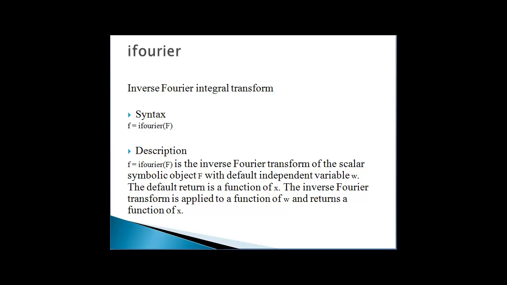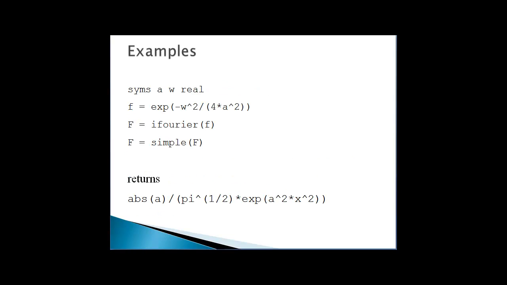Now coming towards the inverse Fourier integral transform. The syntax for it is ifourier of f. The inverse Fourier transform is applied to a function of w and returns a function of x, opposite to that of the Fourier. Here a function is in the w domain and returns the output in the x domain. Now coming towards its example. Now my function is f equal to exponential of minus w square upon 4a square.